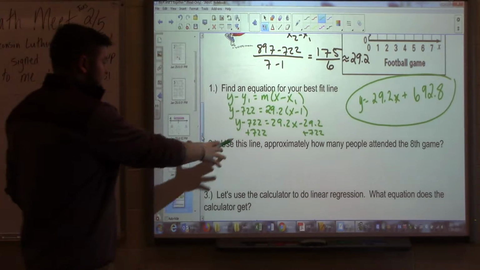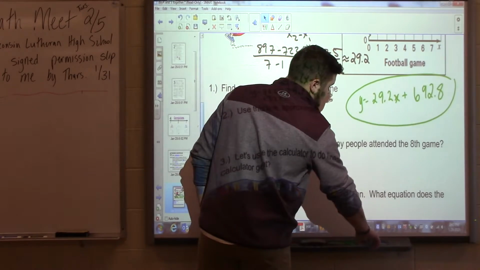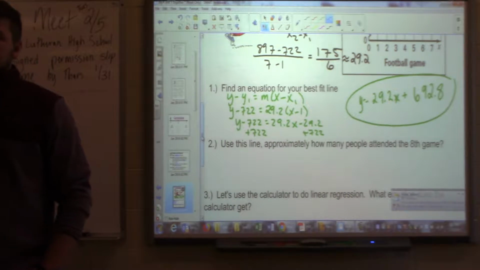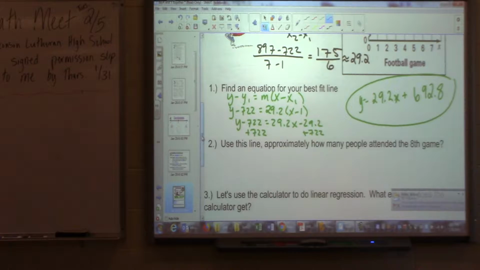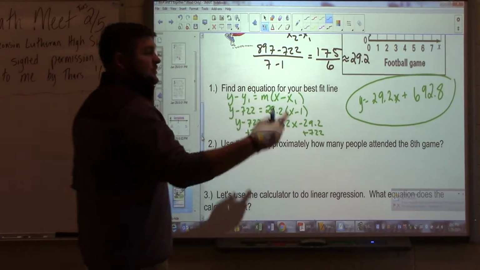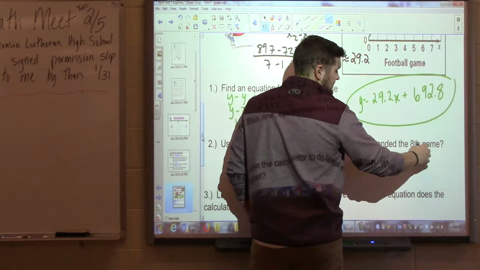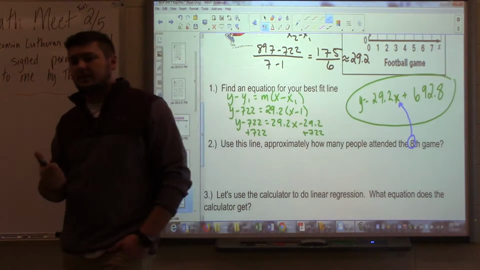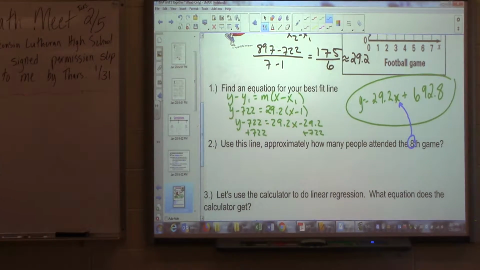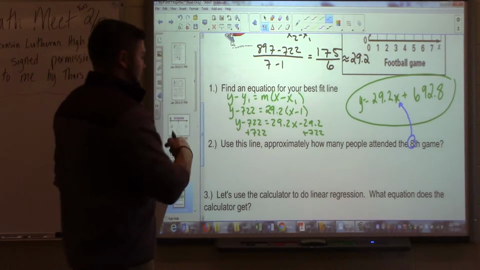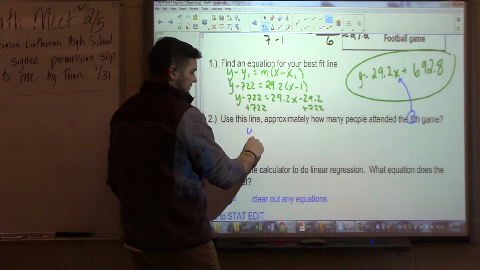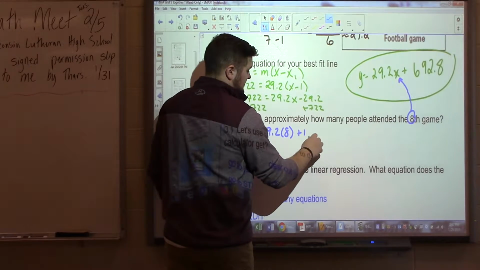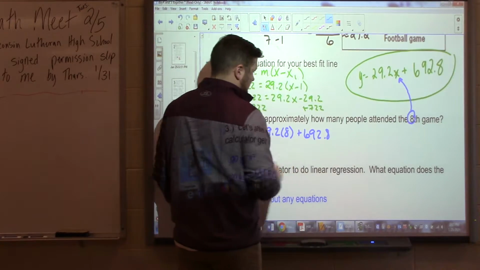Now it's asking me to use this line to approximate how many people attend the 8th game. Does anyone have any idea how we can do that? Xander, what do you think? Substitute 8 for x, right? Yeah. So take 8, plug it in for x, because we said our x variable is the number of games, or the nth game, whatever game it is. So y equals 29.2 times 8 plus 692.8.